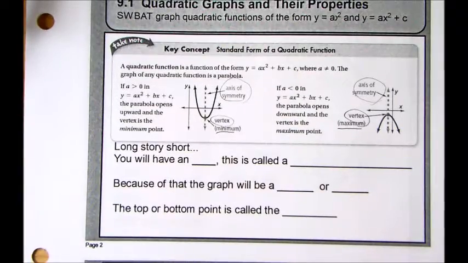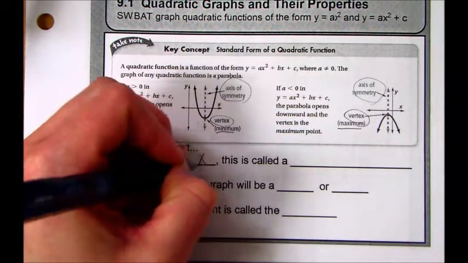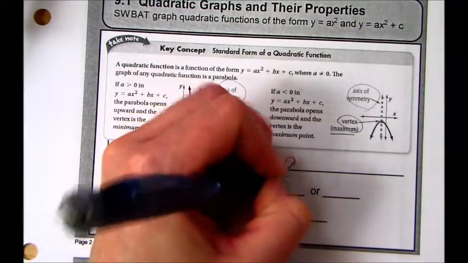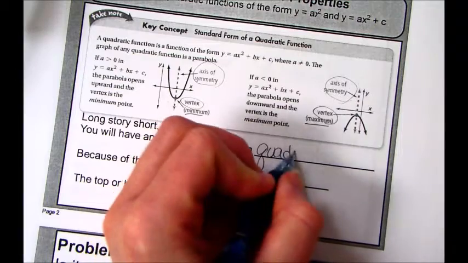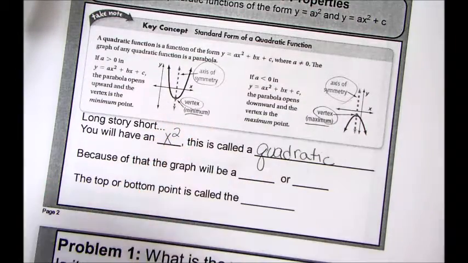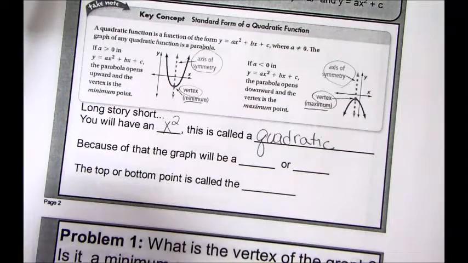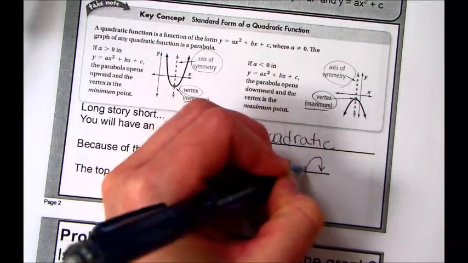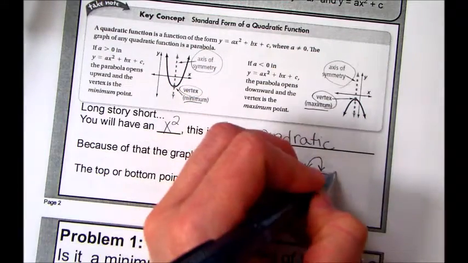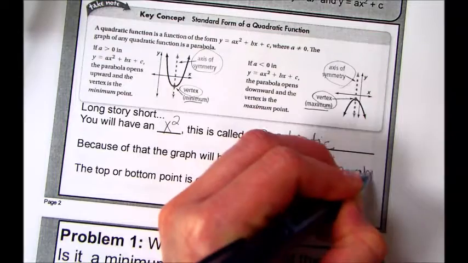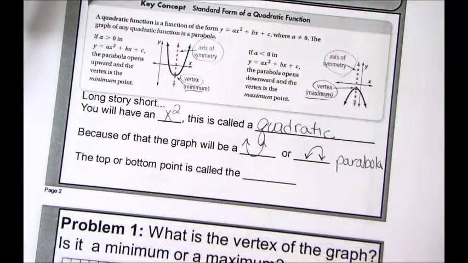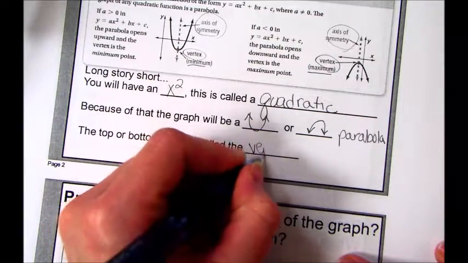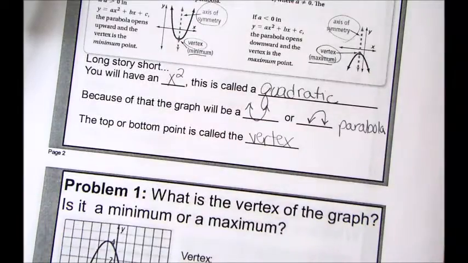Okay, here's the long story short. You are going to have an x squared. This is called, fancy word, a quadratic. Because of this, the graph is going to be a U going up or a U going down. We call these parabolas. Kind of a funny word, parabolas. The top or the bottom point is called the vertex. And today I'm going to teach you how to do that.